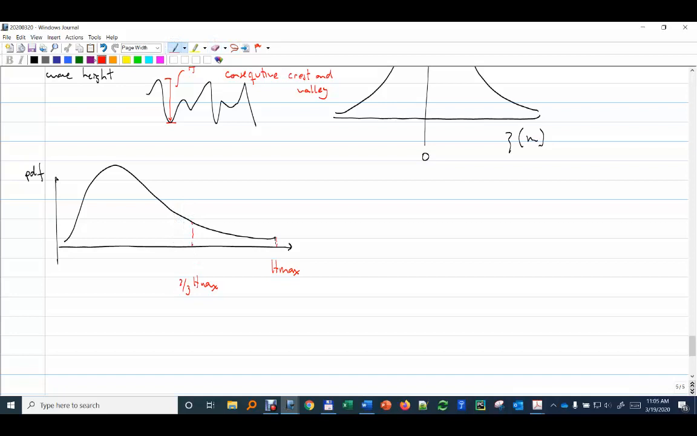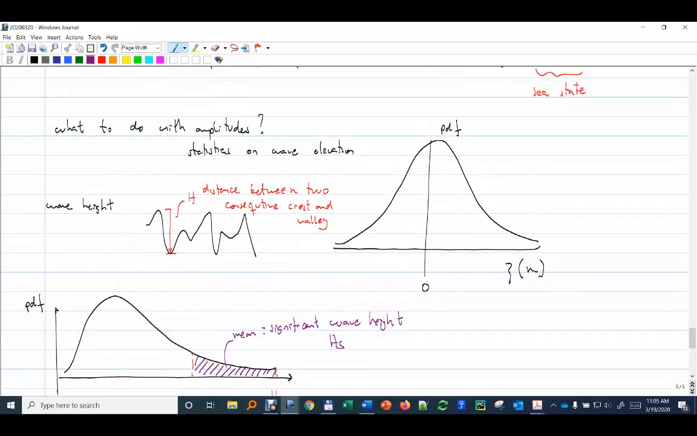And then on this period, in this area that you have here, you calculate the mean. And that mean, you call it, is the significant wave height, or HS. And that's the value I report for that sea state for those 3 hours. It's not the wave elevation, because here it is difficult.